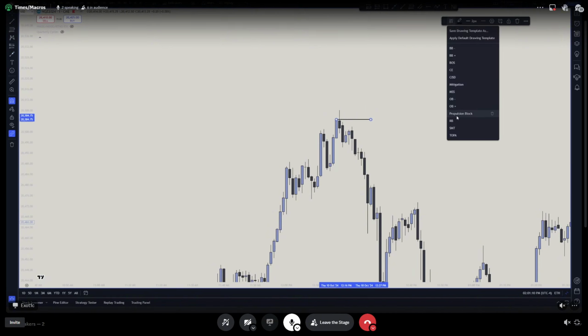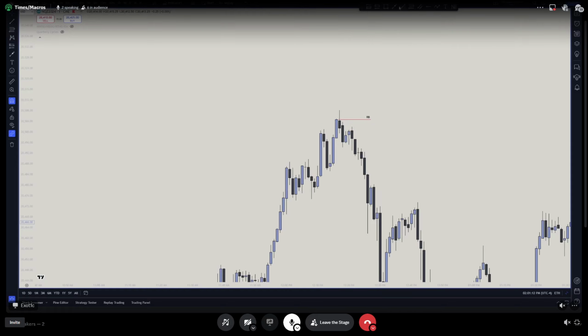There are times where you're not going to see your rejection block get hit here, right? And this is where ideally your SMT is going to come into play. I have no clue if there was SMT here, right? But once again, here I'll go over what is interchangeable and what's not.